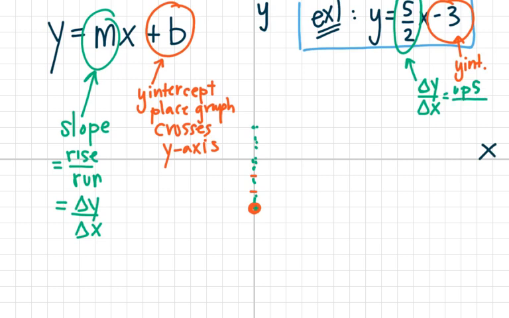And then I'm going to go, it says 2, which is a plus 2. So that would be right 2. So standing where I stopped, I'm going to go right 2. And that's my second point. Now all I need to make any line is 2 points. So I connect those 2 points, and that's my line.